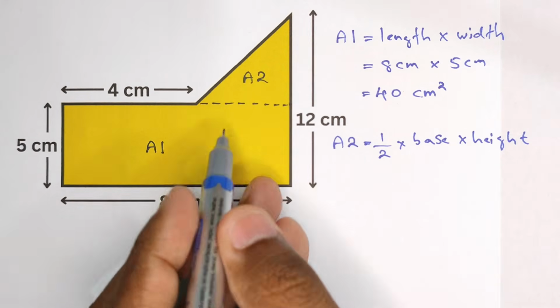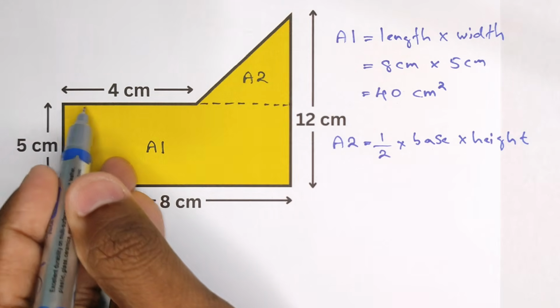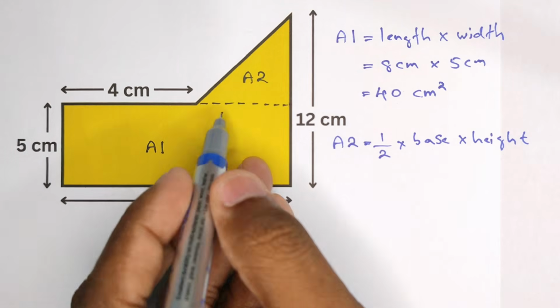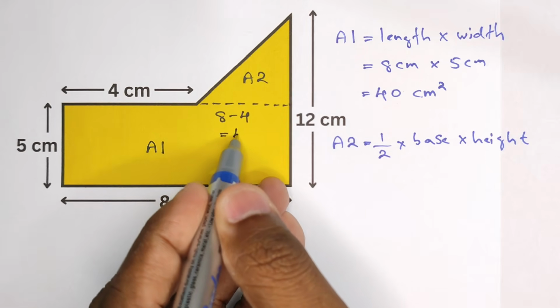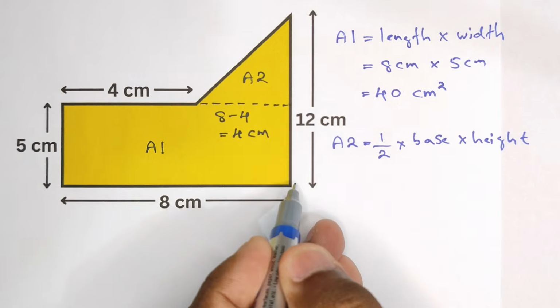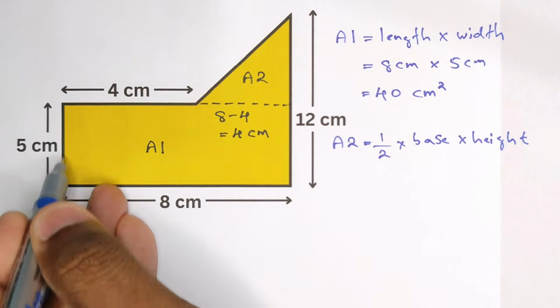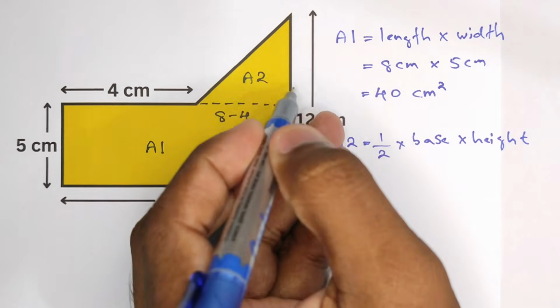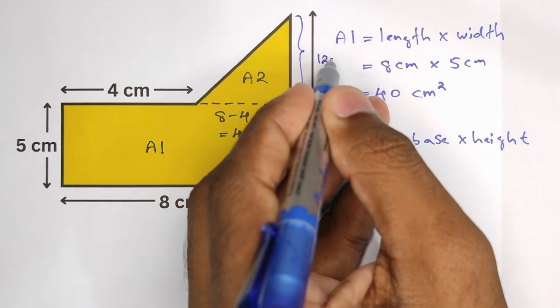First, let's find the base. We know this length is 8 cm and this part is 4 cm. So the base is 8 minus 4, which equals 4 cm. Next, let's find the height. This total length is 12 cm and this portion is 5 cm. So the height is 12 minus 5, which equals 7 cm.